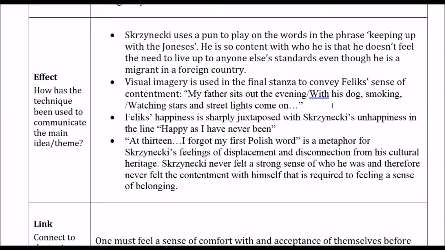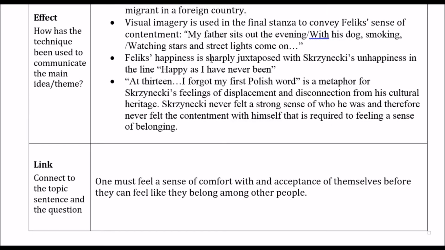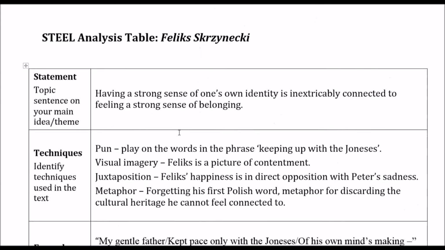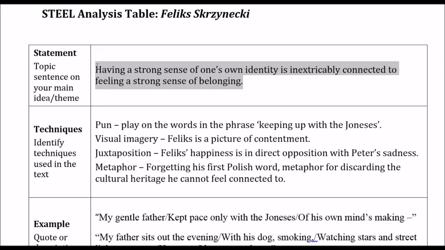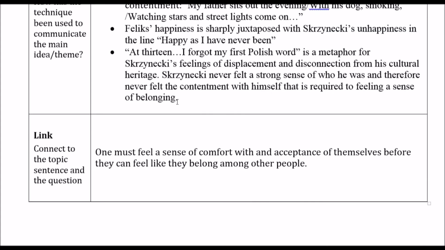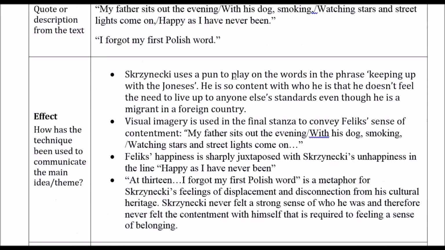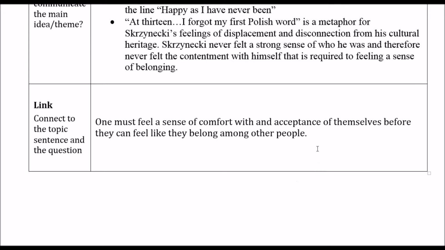I've continued this explanation in the next example where visual imagery shows how content he is. I have said that his happiness is juxtaposed, or contrasted, with his son's unhappiness, and I've actually stated that the son's unhappiness comes from the fact that he didn't know who he was. The point of that long rambling speech was basically just to say that all of these points are focused on the topic sentence. Everything must come back to that key idea in your topic sentence because that is what you're trying to prove. And each topic sentence is part of your overall thesis for your essay, okay?